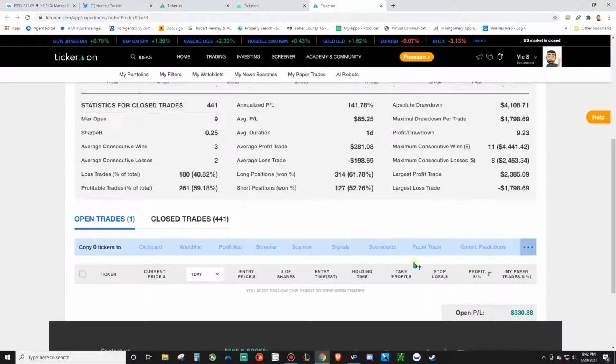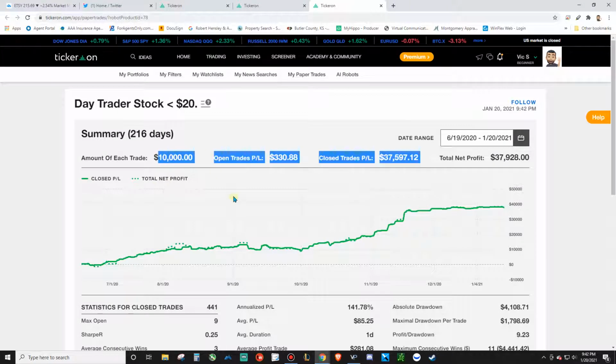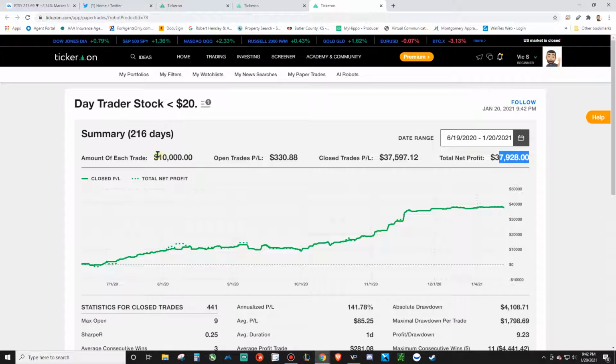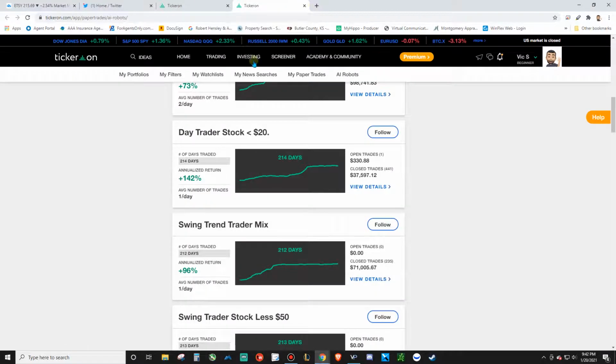Right now it's got an open $330, started with 10K. So you just do the math here. You start with 1,000, you're going to end up with 3,700. You start with 100,000, you're going to end up with 379,000, and so on and so forth. So really cool, I like this AI robot here. There's a lot of cool things.